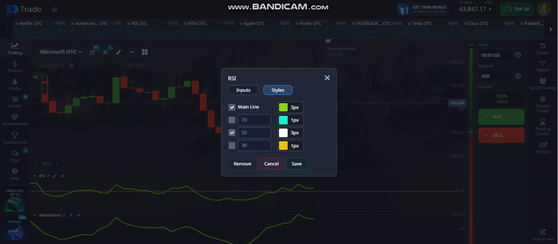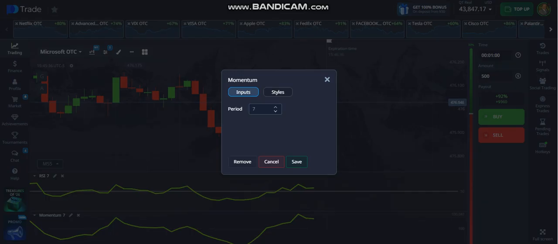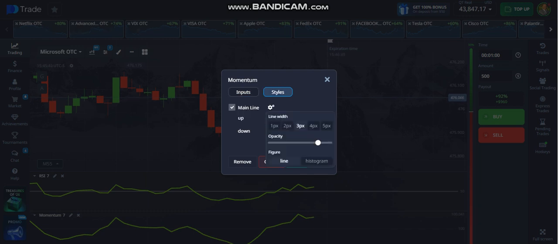And for the main line, I've set it to 3 pixels here, green 3 pixels. Okay. And for the momentum indicator, I've also set the period to 7. And in the style settings, when we click on the main line button here, I'm going to be using the line figure, not the histogram. In the default, it's histogram, but we're going to be using the line. All right. And I've also set it to 3 pixels. Okay. So we save those settings.